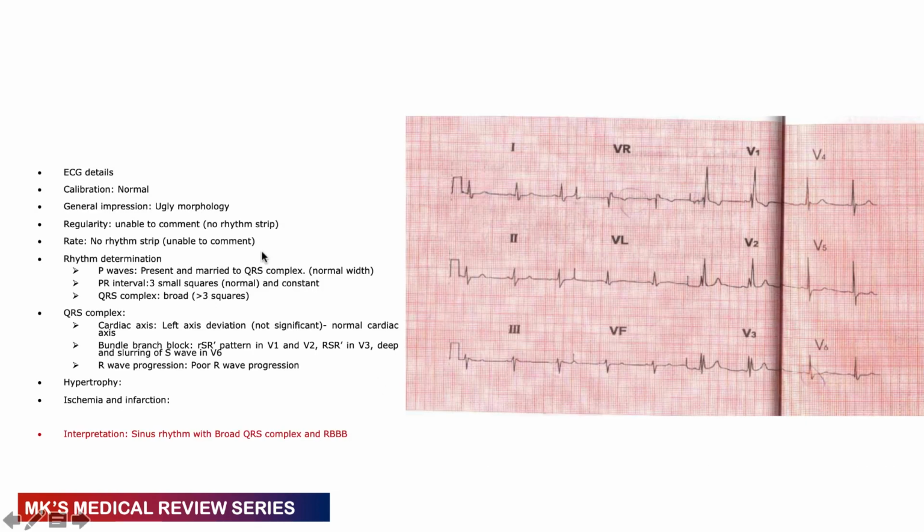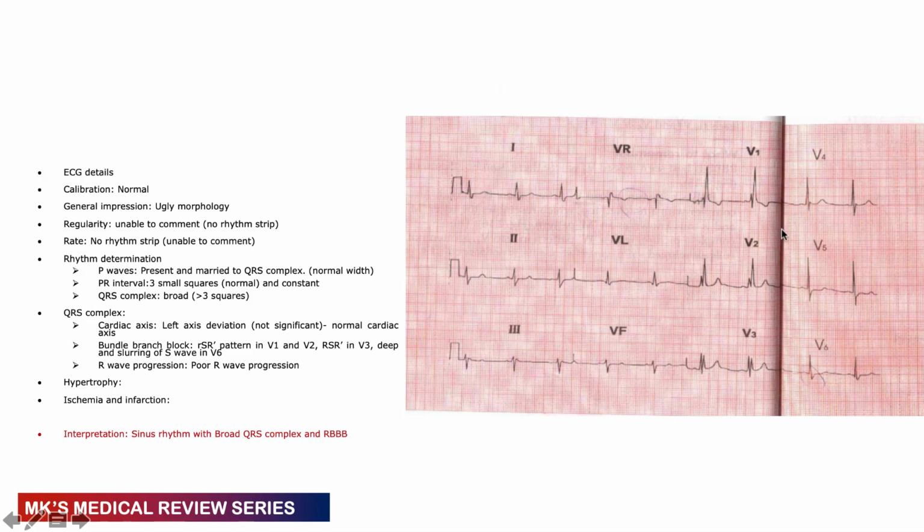Remember, the first thing that we look at is the ECG details. We don't have any ECG details here. We don't have the patient name, the date, where this ECG was done, and what time it was done. We look at the calibration. Remember, it should be 1 small box wide and 2 boxes tall. So 1 small box wide and 2 small boxes tall. So the calibration is normal.